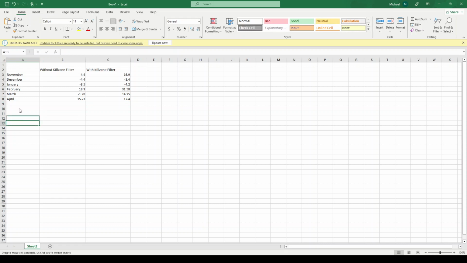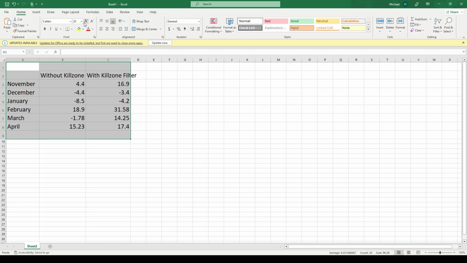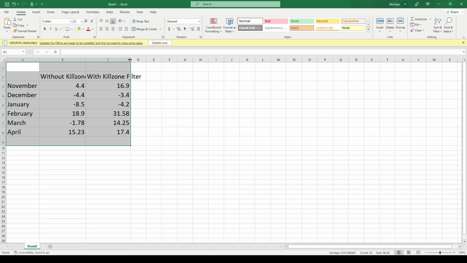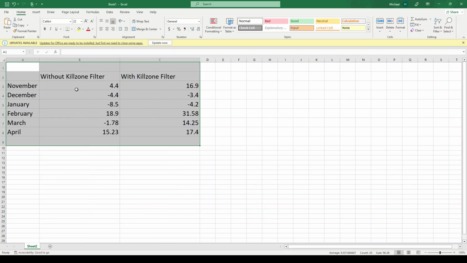Let me increase the size so that it's bigger, and then we can compare it.